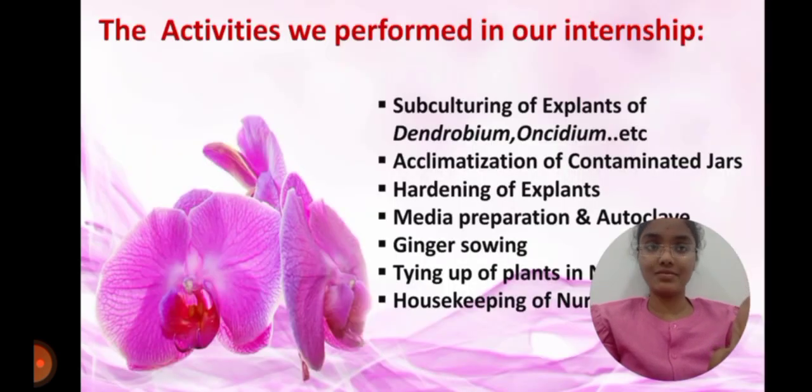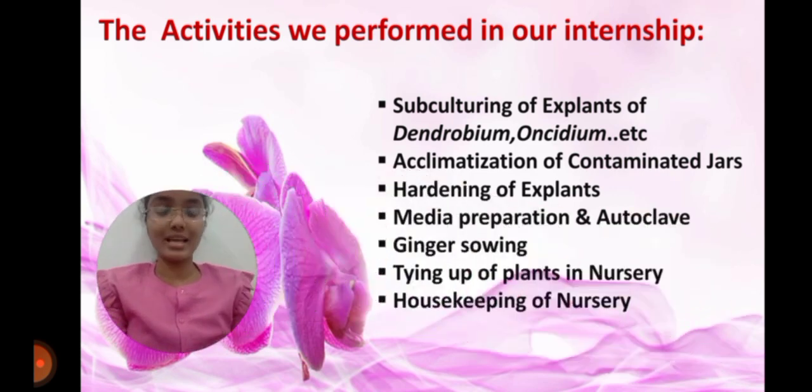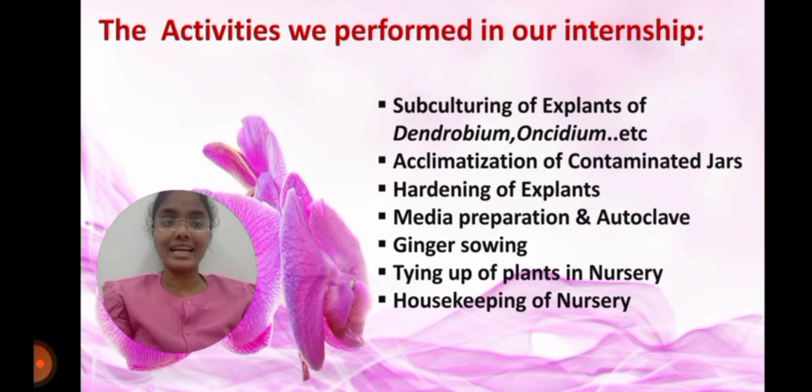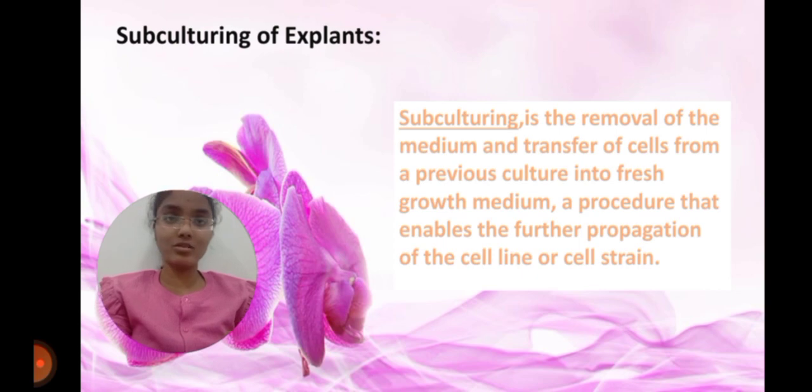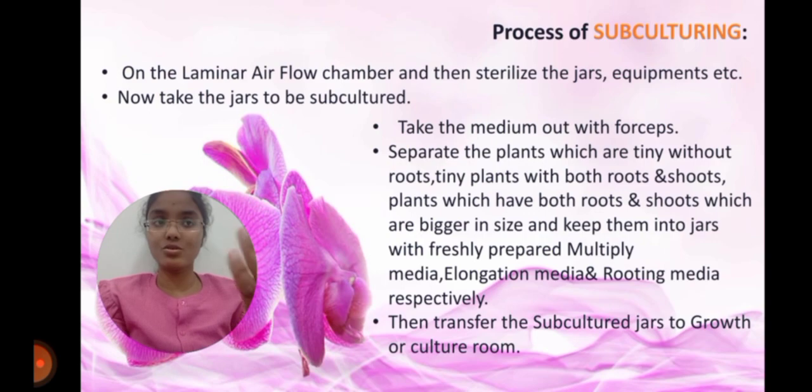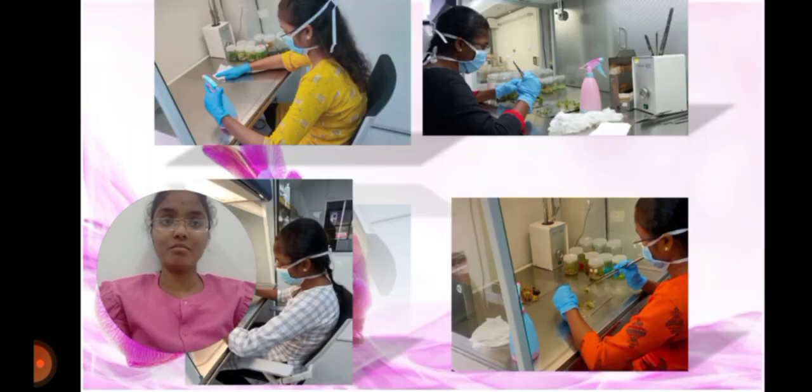And this is the list of activities that I performed in our internship program, like subculturing of explants of Dendrobium, Oncidium, etc., acclimatization of contaminated jars, hardening of explants, media preparation and autoclave, ginger sowing, tying up of plants in the nursery, housekeeping of the nursery, etc. So coming to the first, what is meant by subculturing of explants? Subculturing is nothing but the removal of the medium and the transfer of cells from a previous culture into a fresh growth medium, a procedure that enables the further propagation of the cell line or the cell strain. This is the process of subculturing, and these are the pics of my subculturing.